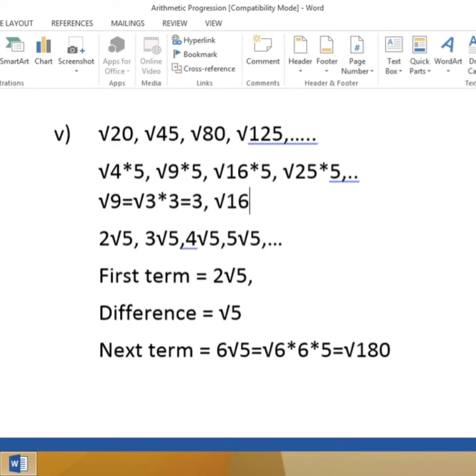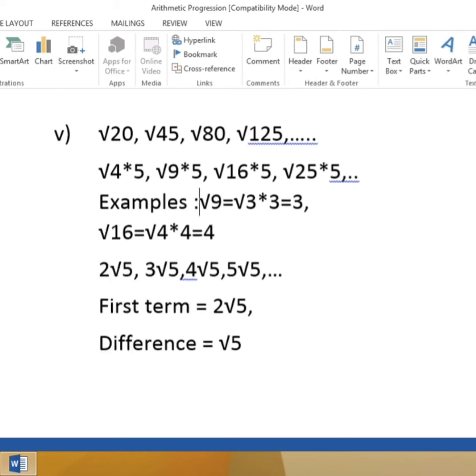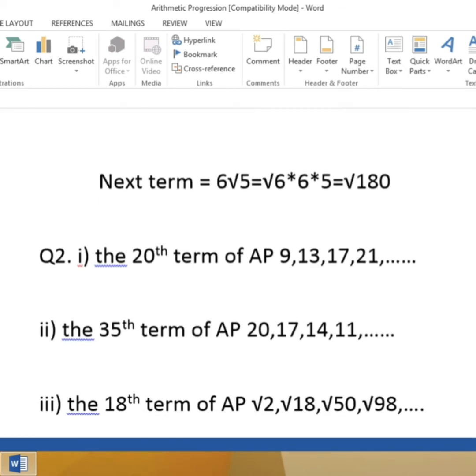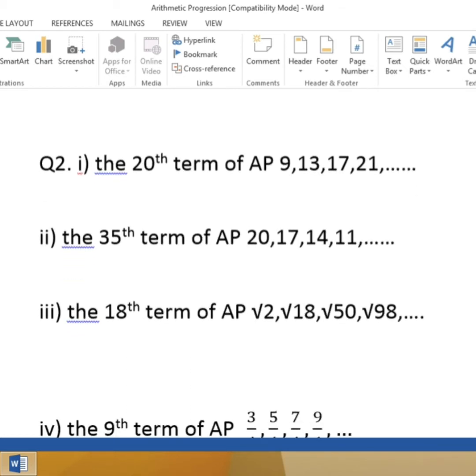One more example I'm listing out. Square root of 16 can be written as 4 into 4, square root of 4 into 4. So you can write it as 4 by removing the square root. Hope this is clear. Now question 2.